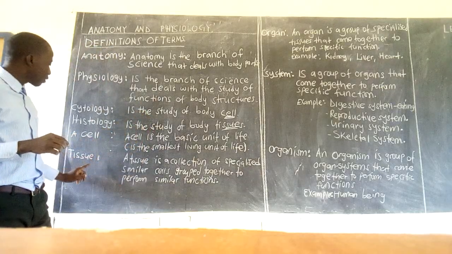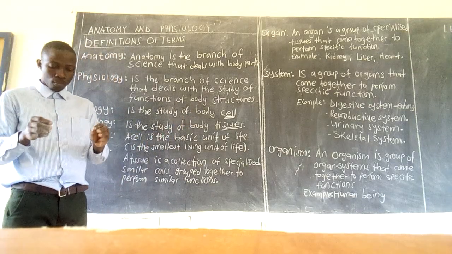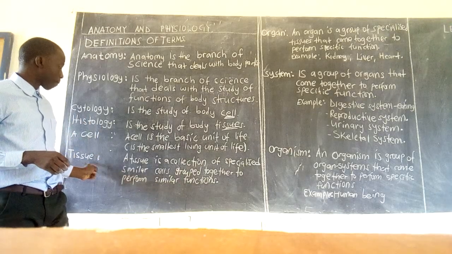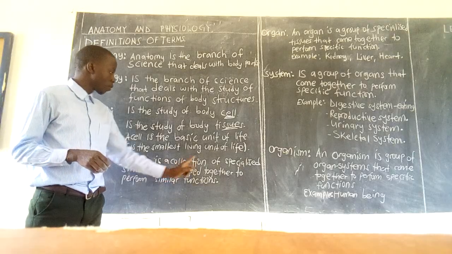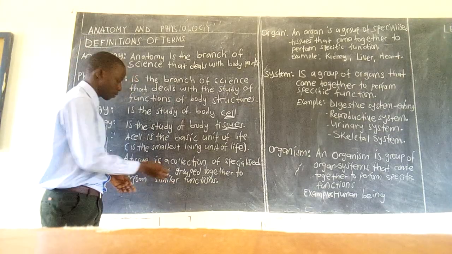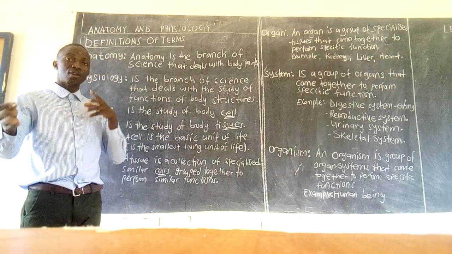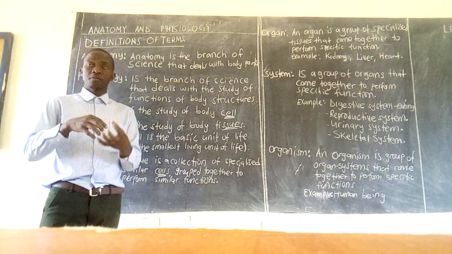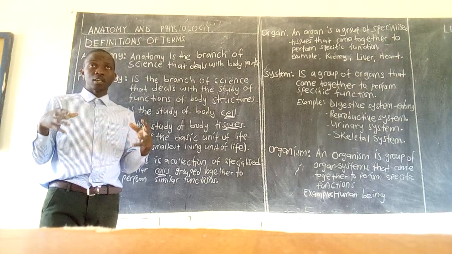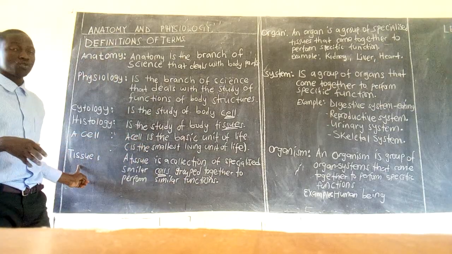Then a tissue. When these cells, like I said, are brought together, they form a tissue. Therefore, we shall say a tissue is a collection of specialized similar cells. So a tissue is a group of cells. When more than one cell comes together, they form something big. That something big that has been formed as a result of many cells coming together is what we call a tissue.